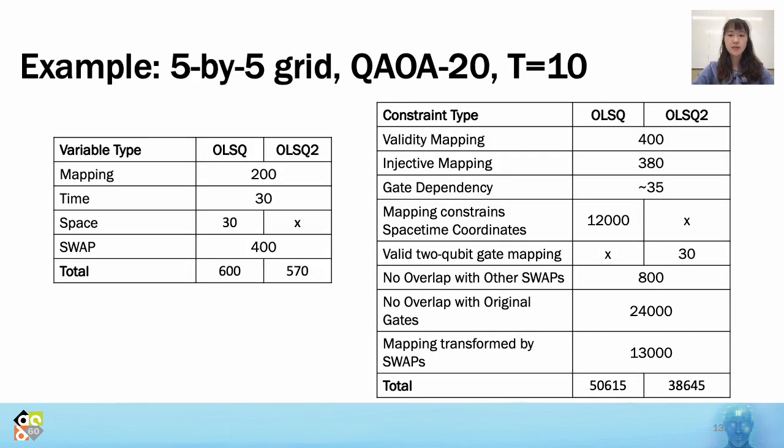Let me use an example to demonstrate the effectiveness of our new formulation. These two tables show the number of variables and constraints of the formulation that encodes the problem to map a 20-qubit QAOA circuit to a 5x5 grid coupling graph. For variables, we use 30 less variables. For constraints, we can reduce by 24% compared to OSC, which can bring us around 14 times of speedup in SMT solving time.